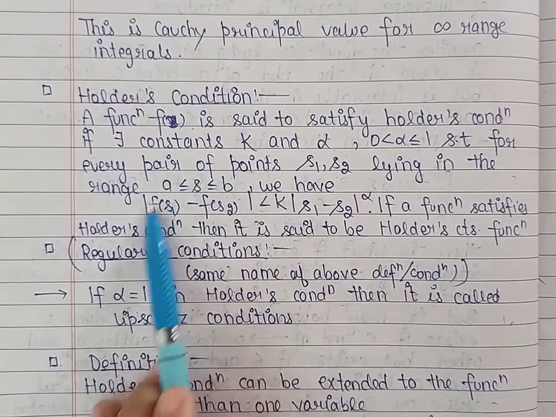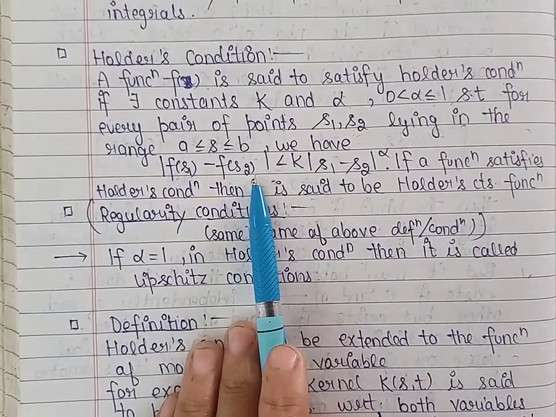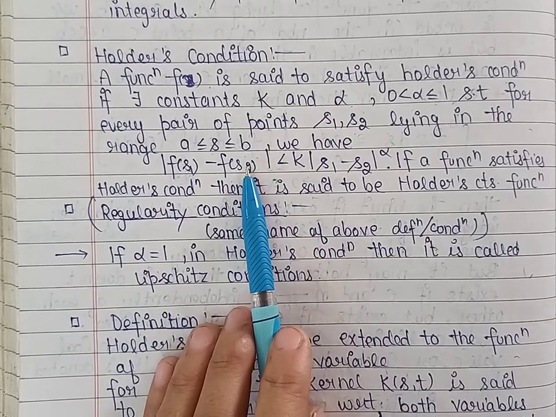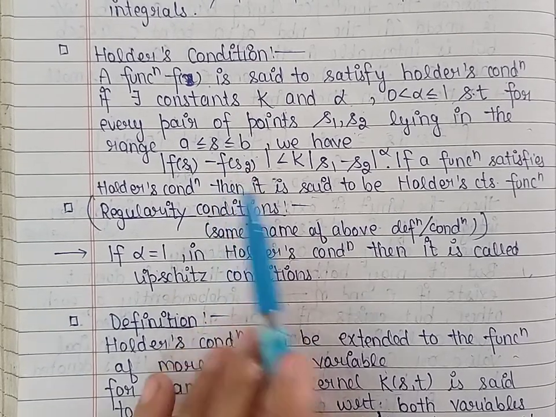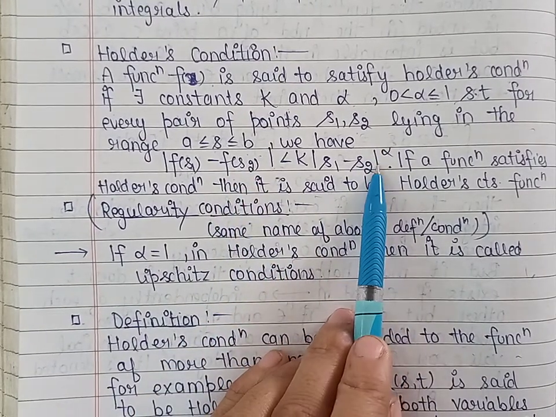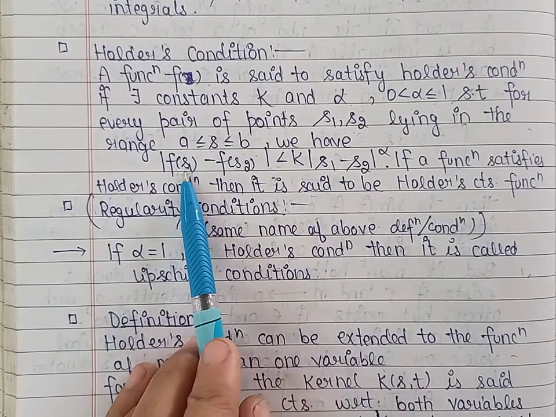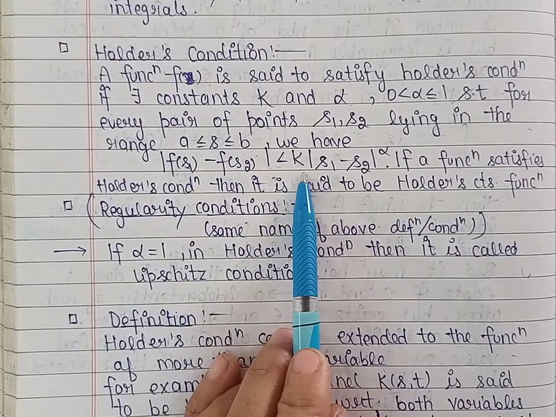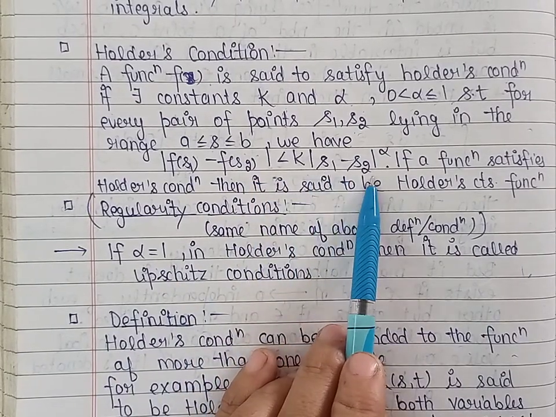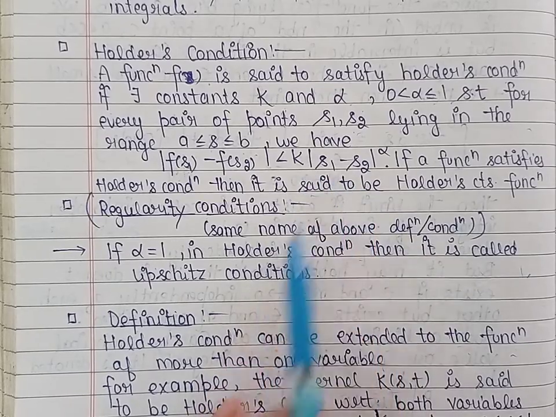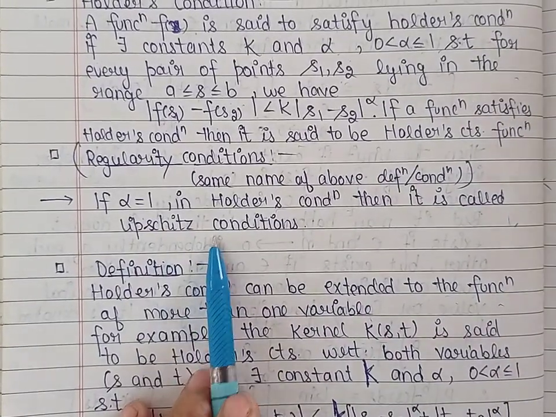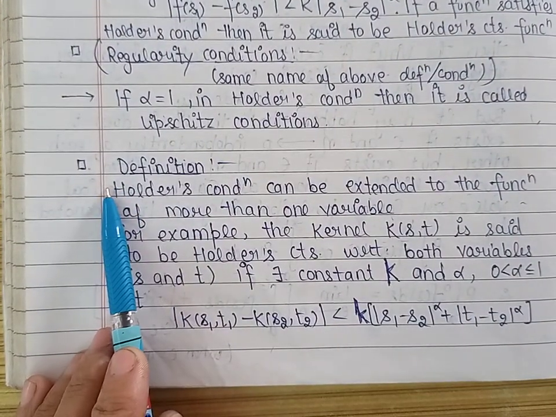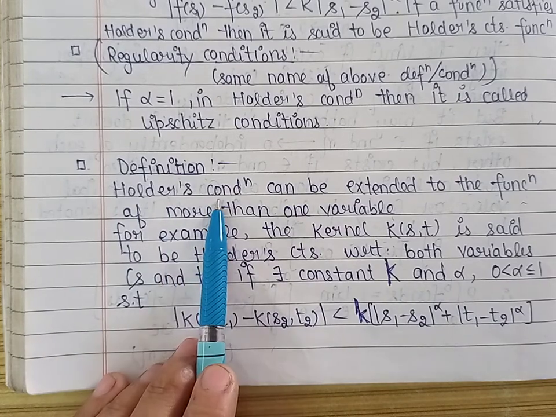So if this condition is satisfied, we say that the function satisfies Holder's condition, and this condition is a regularity condition. In particular, if alpha is 1, this condition will become mod of f(s1) minus f(s2) is less than k times mod of s1 minus s2, and then this condition is called Lipschitz condition. Now next we define Holder's condition for a function of more than one variable.